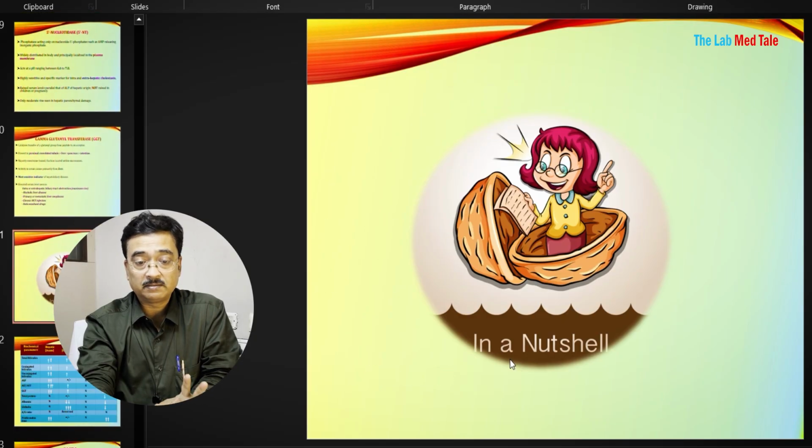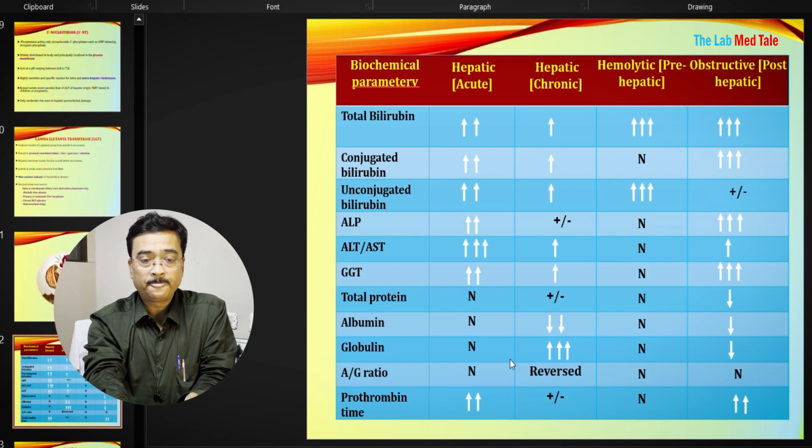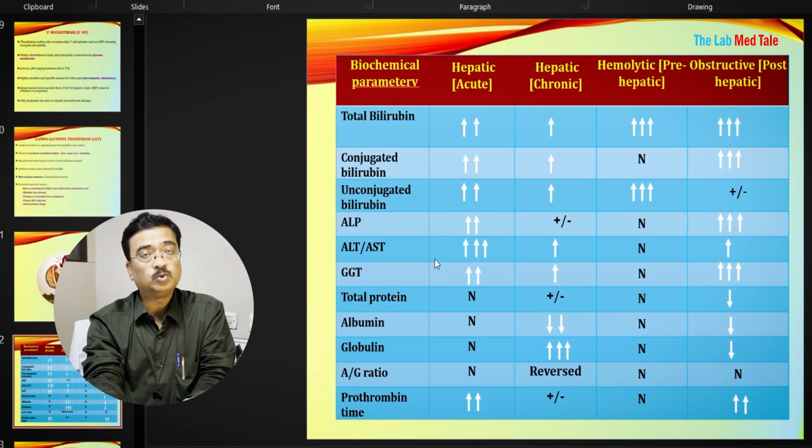So in a nutshell, you have to understand this very carefully. We have divided liver disease into acute hepatitis, chronic hepatitis, hemolytic, that is prehepatic, and obstructive, that is post-hepatic. In acute hepatic jaundice, you may get a raised total bilirubin with equal rise of conjugated and unconjugated bilirubin, not very raised ALP, but very high ALT, and there will be a high ALT-AST ratio, because ALT and AST both will be raised, but ALT will be raised more than AST.